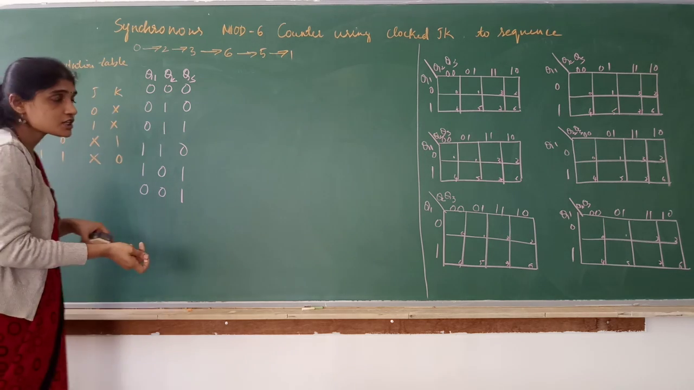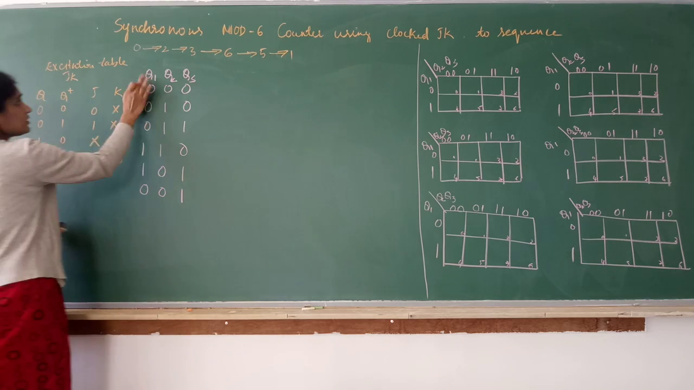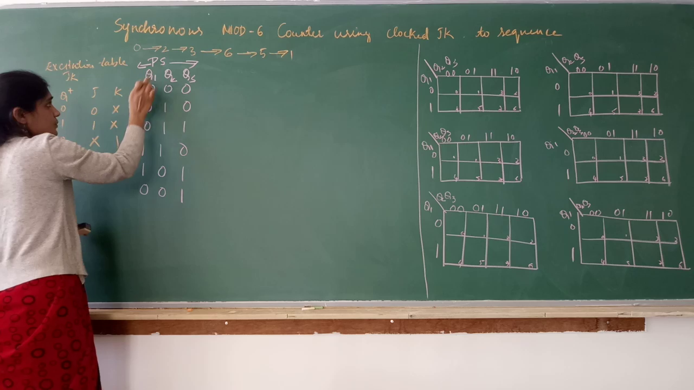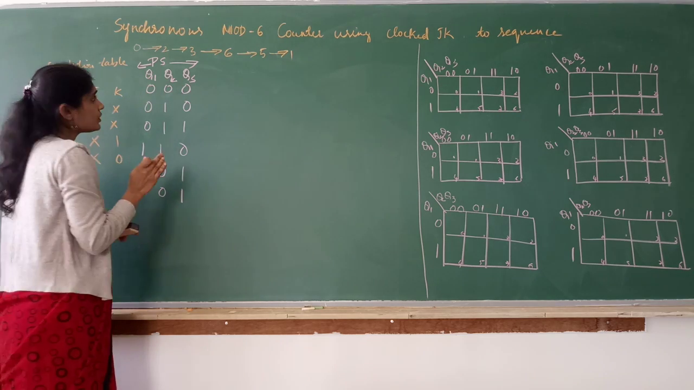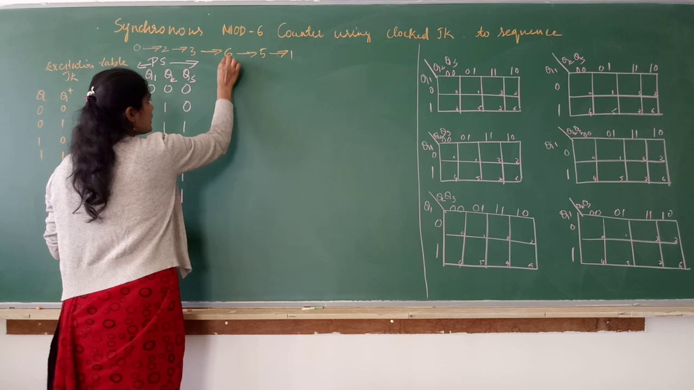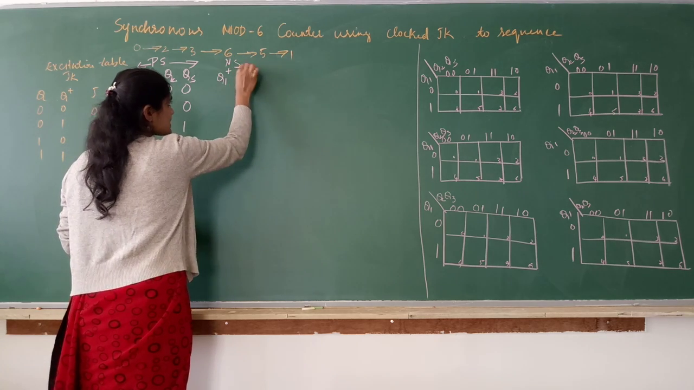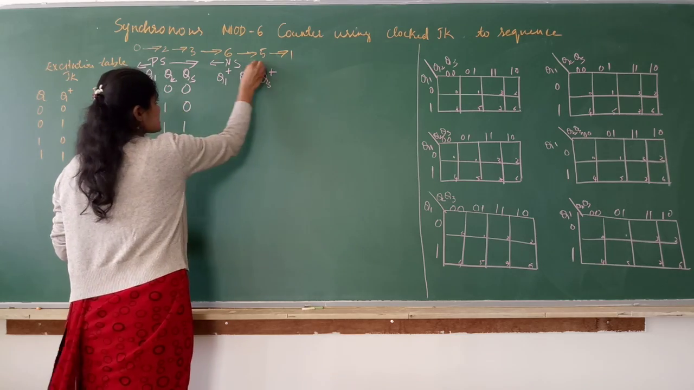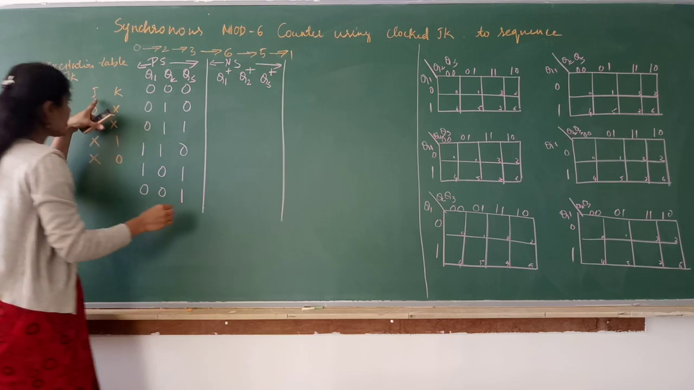When we write the excitation table of mod 6 counter, the first column is present state. I just write it as PS. So present state is what? Q1, Q2, Q3, because 3 flip-flops. Next column, next state: Q1 plus, Q2 plus, Q3 plus. Okay, so this is next state. Right? So next column is flip-flop inputs.